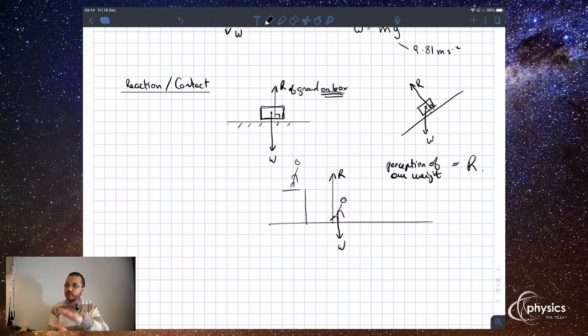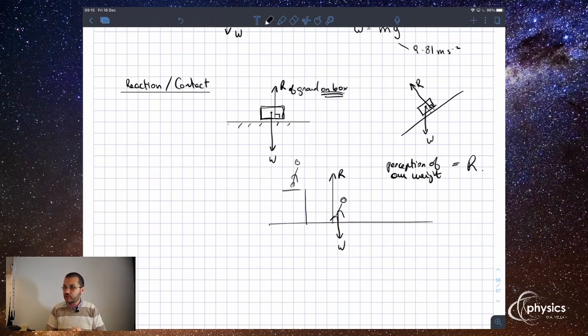It's the force that you feel on your feet and on the muscles of your legs, which is actually the reaction of the ground on yourself. So we perceive our weight, we feel heavy or light, according to the magnitude of the reaction. If the reaction is larger than the weight, you will feel heavier. If the reaction is smaller than the weight, you will feel lighter.